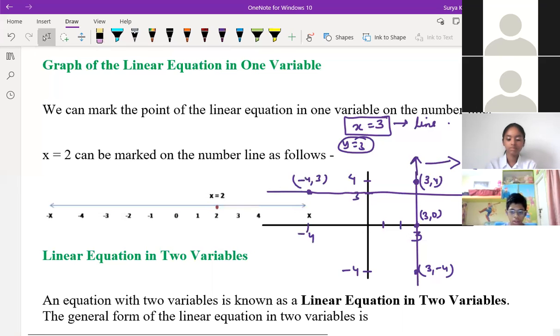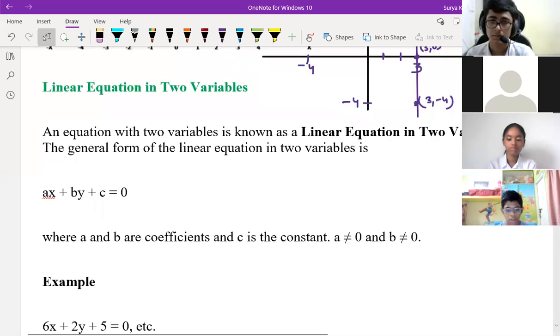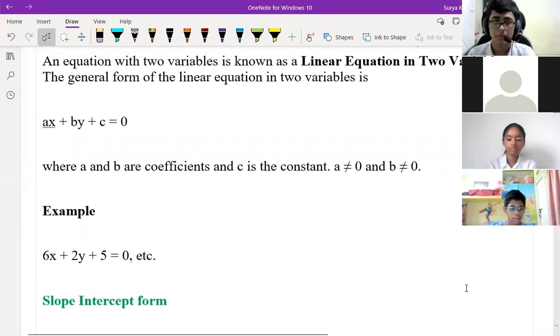All right. Now linear equation in two variables, children. Sai Charan, why have you turned off your camera? I'll remove you right now.